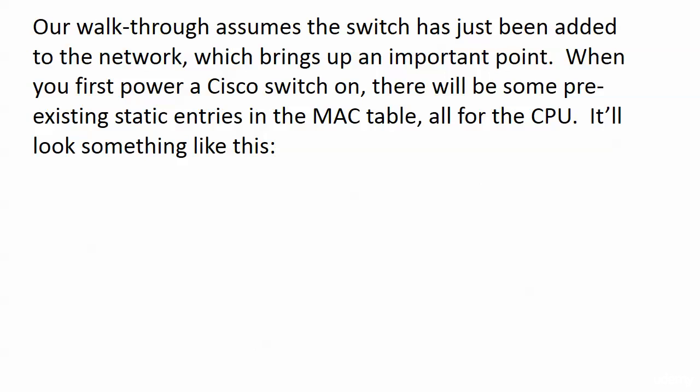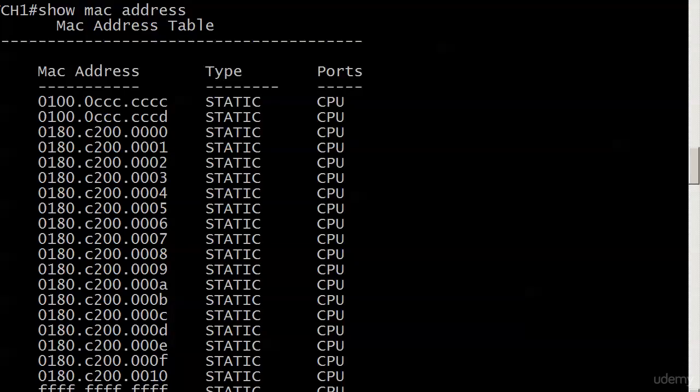Our walkthrough assumes the switch has just been added to the network, which brings up an important point, because when you first power a Cisco switch on, there will be some pre-existing static entries in the MAC table. It's not going to be totally empty. They're all for the CPU.